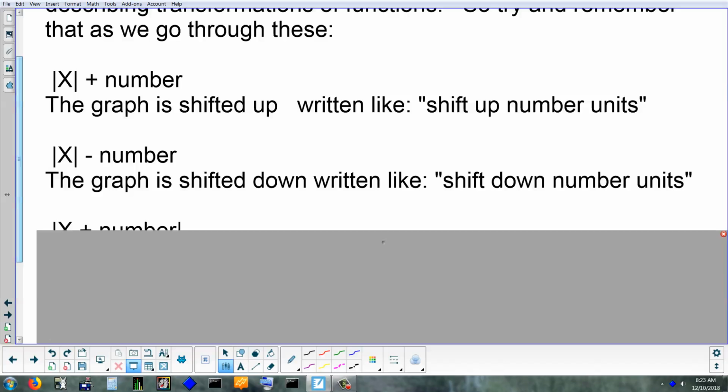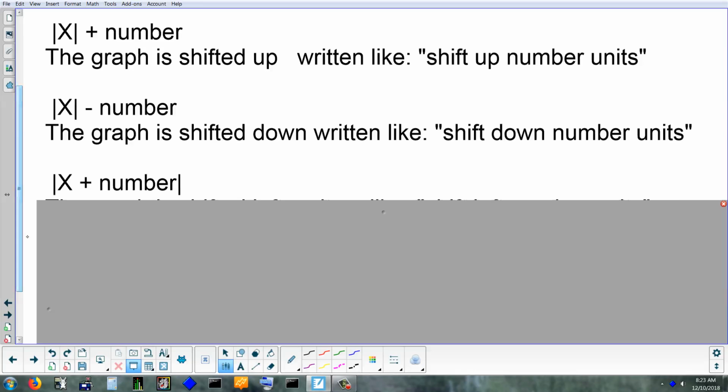Okay. How about this one? Mr. Hager, could you say a vertical shift for that? Would that be okay? As long as you say up or down. If you just said shift up or down, that's fine too. You don't have to say vertical. What you do have to say is up or down and a number. So I've got to see up, down, and then a number. Not up and down, one or the other, not both.